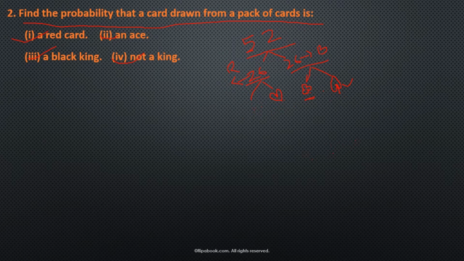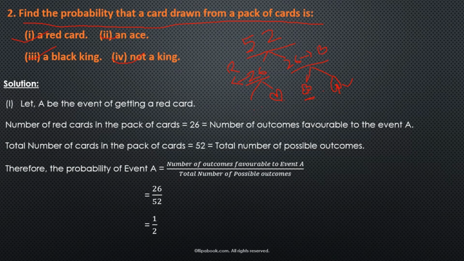So the first one is a red card. There are a total of 26 red cards, as I have already told you here. So this is the number of outcomes favorable to event A. The total number of cards, as I have already told you, is 52. Replace it in the formula, cancel out the common factor, and this will give you 1/2 as your answer.